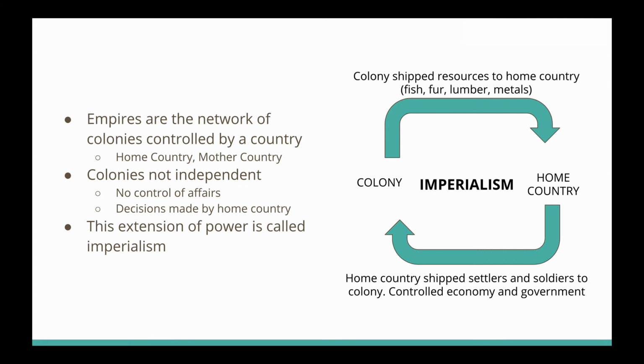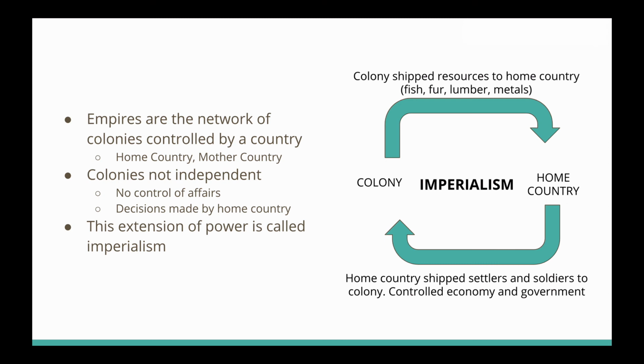And I've got a graphic here of what imperialism is. On the left-hand side, we've got a colony, and on the right-hand side, we have that home country. So let's imagine on the left-hand side, we've got New France, the colonies that are in North America. Well, they are shipping back to France, back to the home country. They are shipping resources back to the home country. So these will include fish, fur, lumber, and any metals that are found. So the colony is supplying resources to the home country.